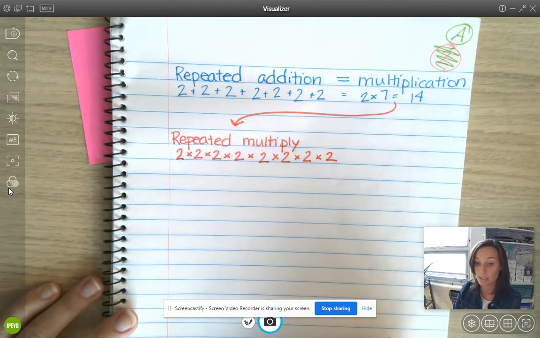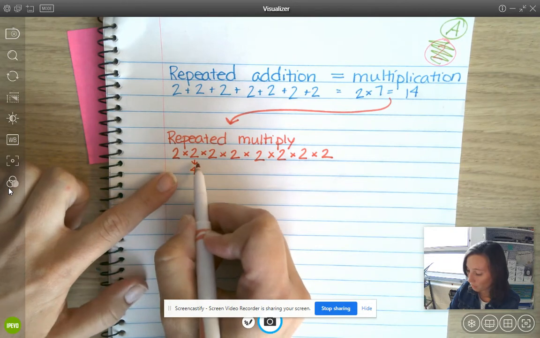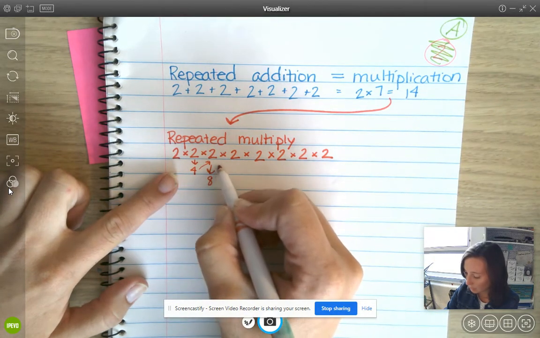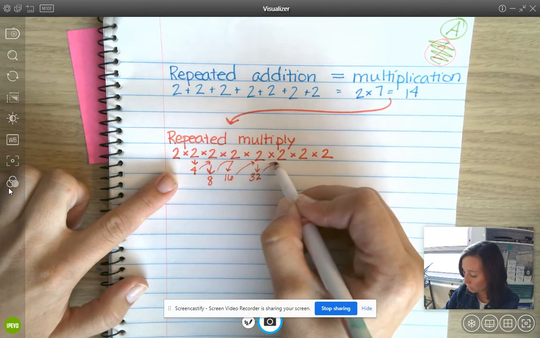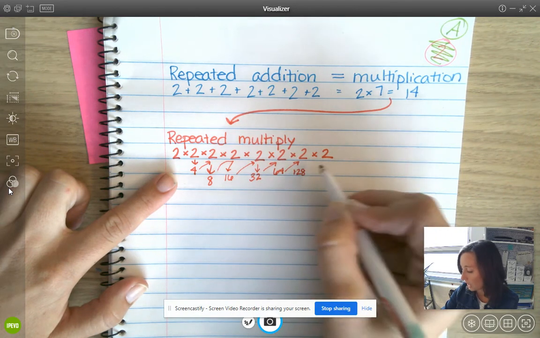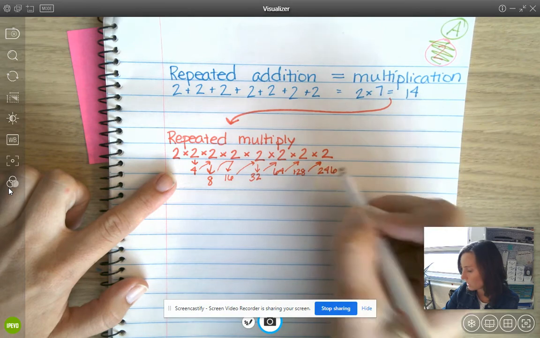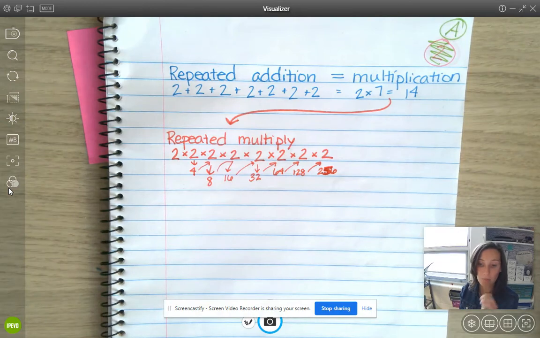So one way to do this is to multiply a little bit at a time. 2 times 2 is 4. 4 times 2 is 8. 8 times 2 is 16. 16 times 2 is 32. 32 times 2 is 64. 64 times 2 is 128. 128 times 2 is 256, sorry. Okay? I repeatedly multiplied 2 over and over and over again.